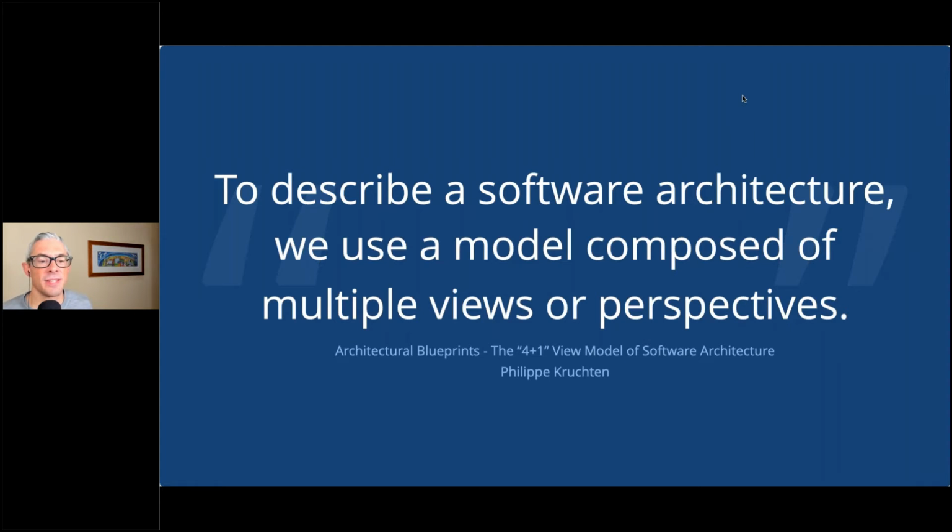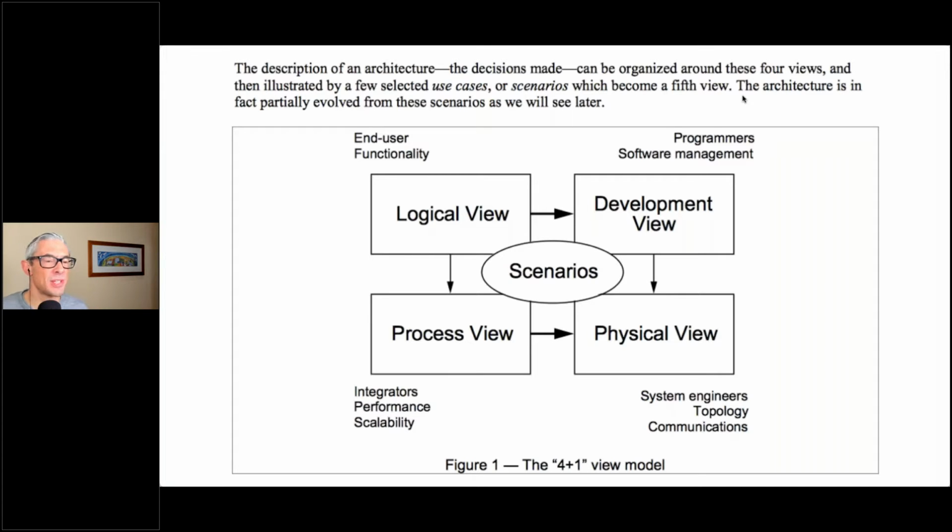If you go back to the late 1990s, Philippe Kruchten created something called the 4+1 view model of software architecture. And he literally says this: to describe a software architecture, we use a model composed of multiple views or perspectives. Not many people have heard of 4+1, which again is really surprising to me. I thought it was much more well known out there. For those of you who've not seen 4+1 before, this is what it looks like.